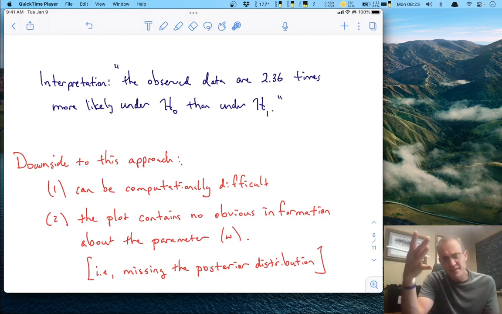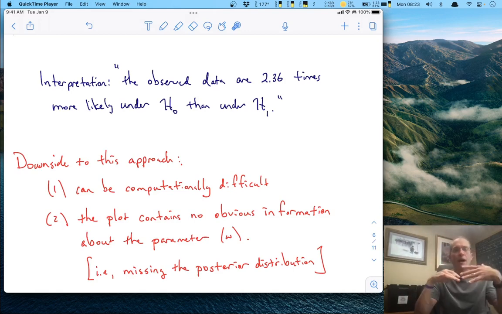And the other thing is the plot contains no obvious information about the parameter W. So while it gives us the relative likelihood of the data under the models, and helps us with the model comparison problem, it doesn't help us with estimating the parameter value. So we're missing the posterior distribution.